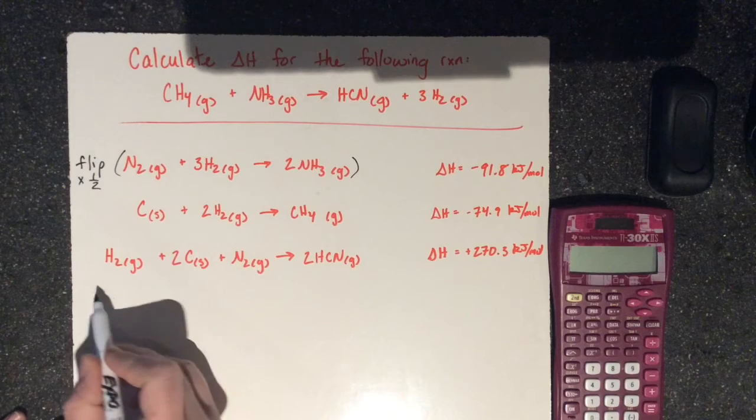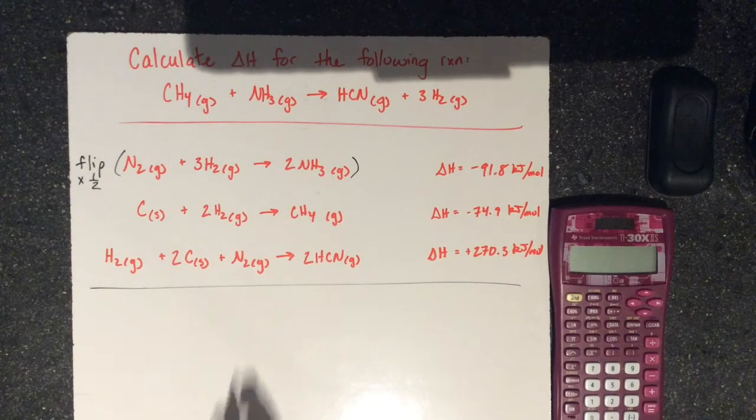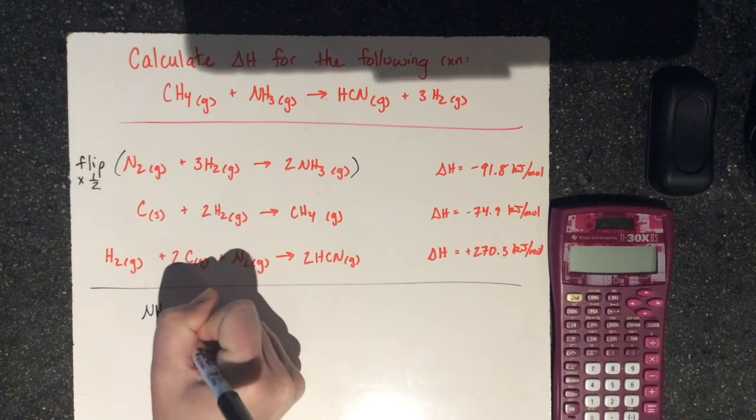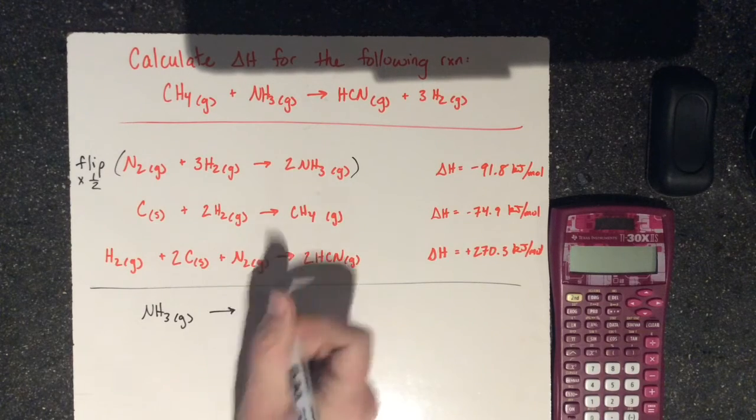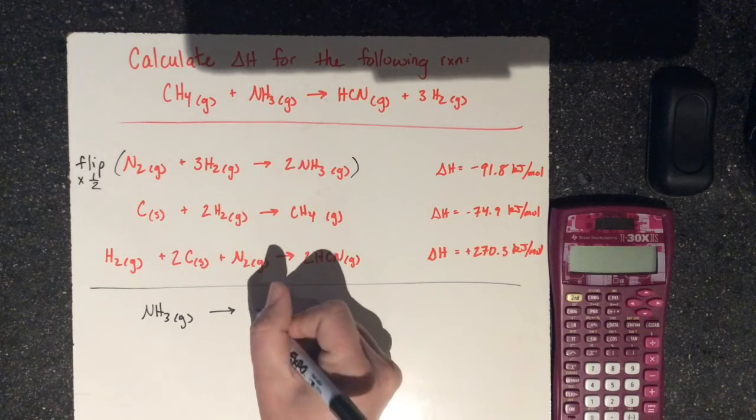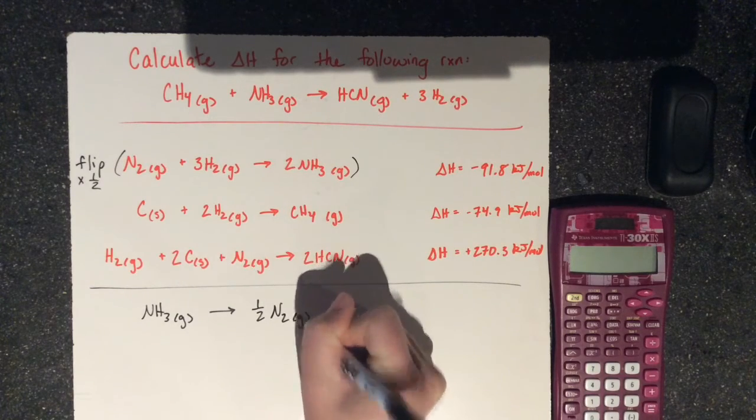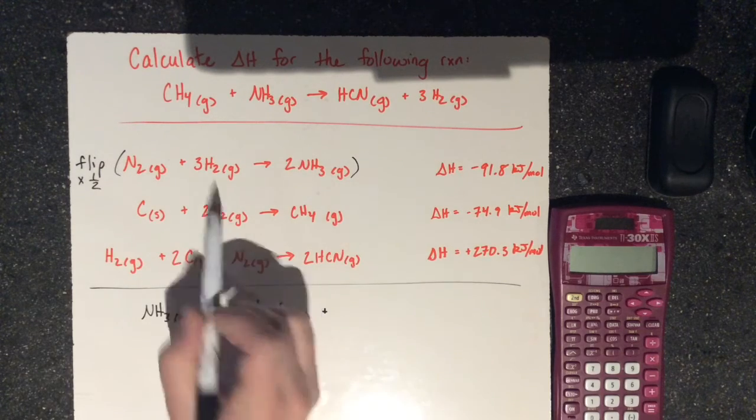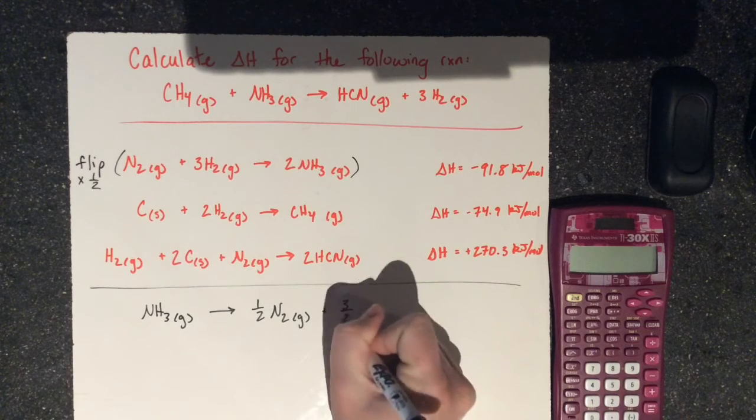So I'm going to rewrite this reaction the way I need it. So I'm going to have one NH3 gas, and the arrow. So I'm writing this backwards now. Now I have 1/2 N2 gas, because I had 1 before, but I'm multiplying by 1/2. Plus, I had 3 H2s. I'm multiplying by 1/2, so I'm going to put 3/2.